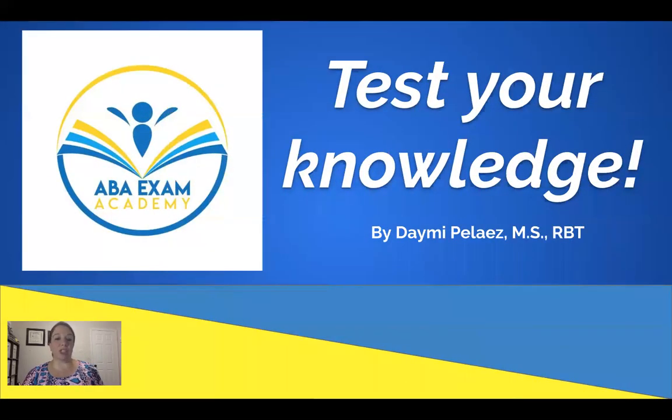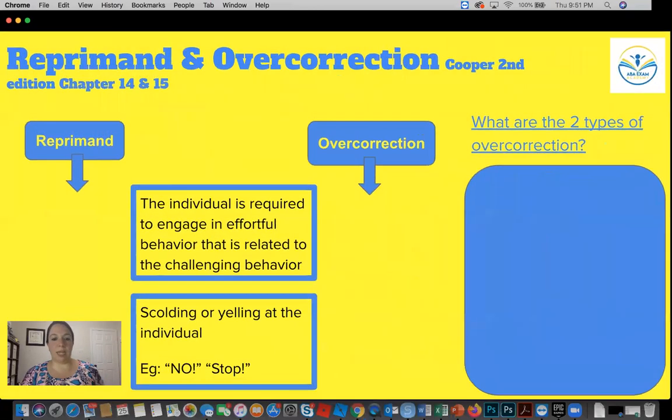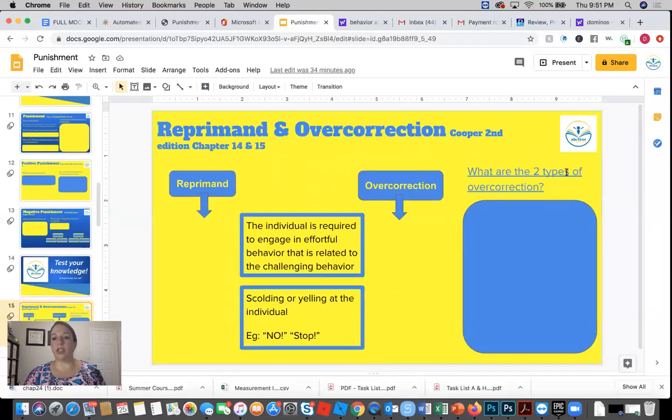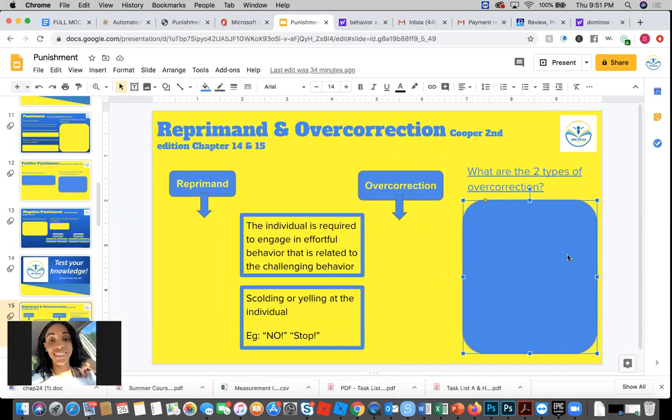All right, so now we're going to test your knowledge. This is a little bit more interactive. What are the two types of overcorrection? Does anybody know? Two types of overcorrection. Positive practice and restitutional. Yes. By any chance, do you know the difference between them? Or does anybody want to help her? I think I know the differences. Restitutional, I can give an example. Okay, go for it.